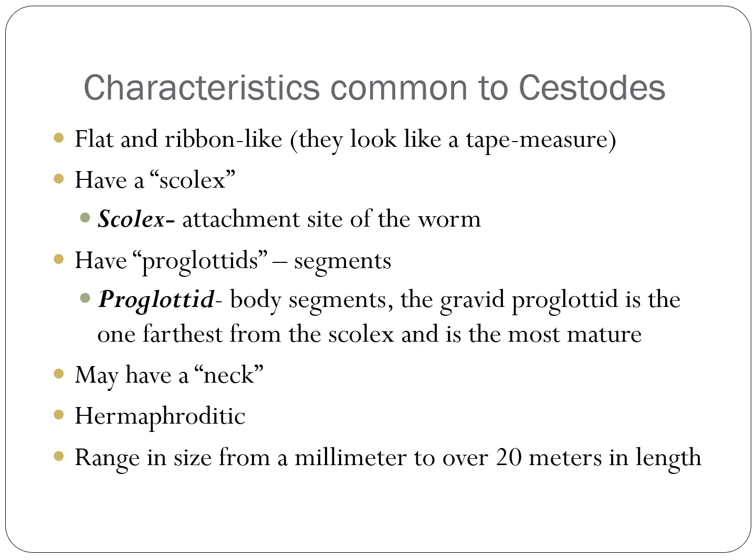Then they have proglottids, and proglottids are body segments. The gravid proglottid is the most mature, and it's the farthest from the scolex, so it's the one at the very end, and it contains eggs in the uterus. Also, tapeworms may have a neck. They are hermaphroditic, okay? So the male and female sex organs are in the same worm.